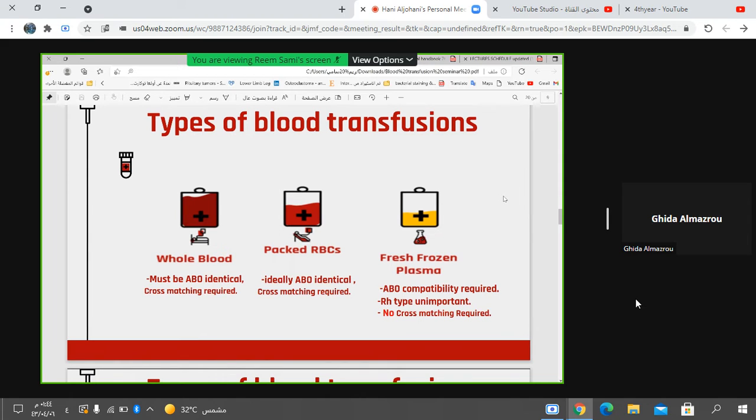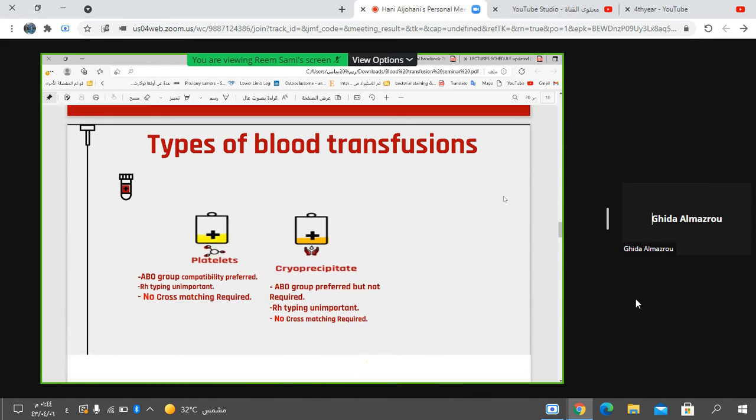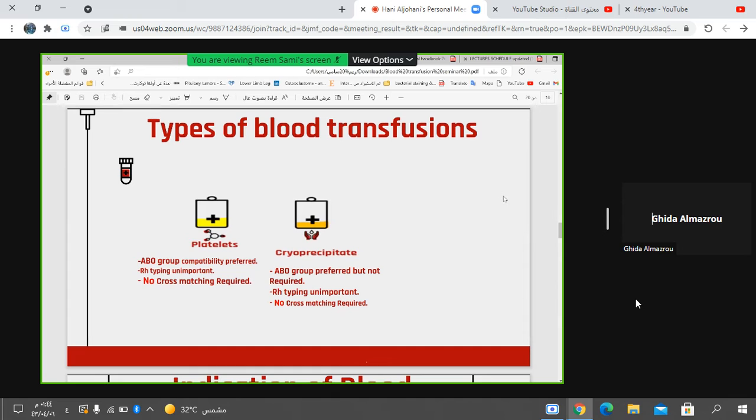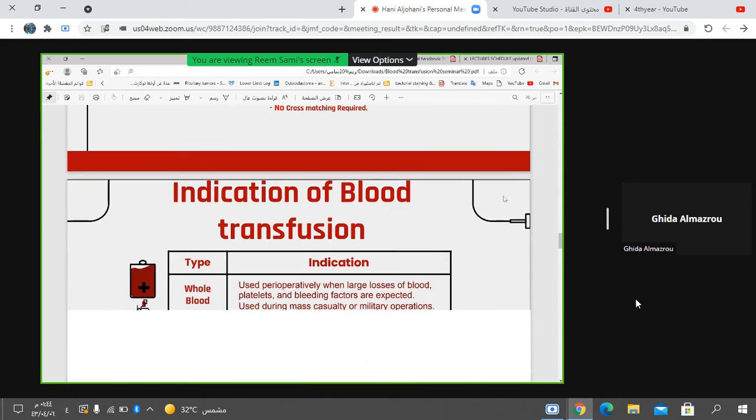With fresh frozen plasma, there is no need for cross-matching, and RH typing is not important here, but ABO compatibility is required. Next slide. With the platelets and the cryoprecipitate, they are the same. ABO group compatibility is preferred but not required. RH typing is unimportant, and no cross-matching is required for both types. That's it about my part. Now Reem will continue. Thank you for listening.